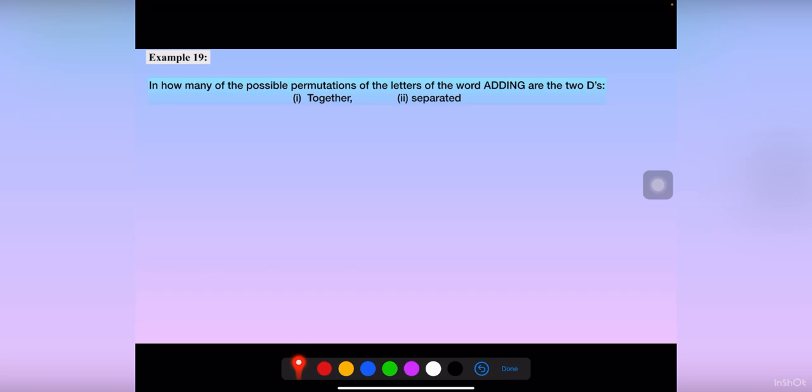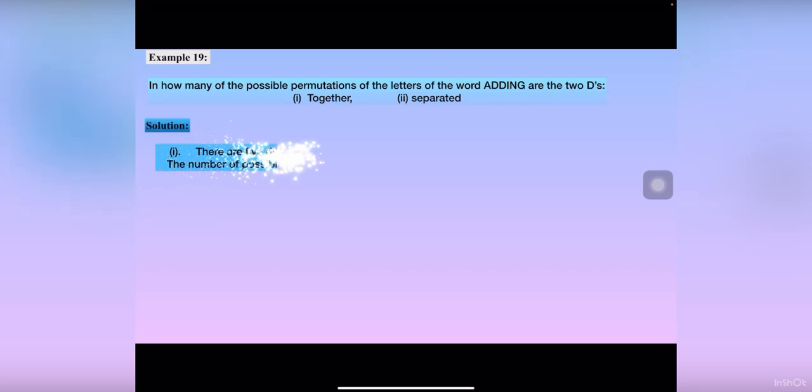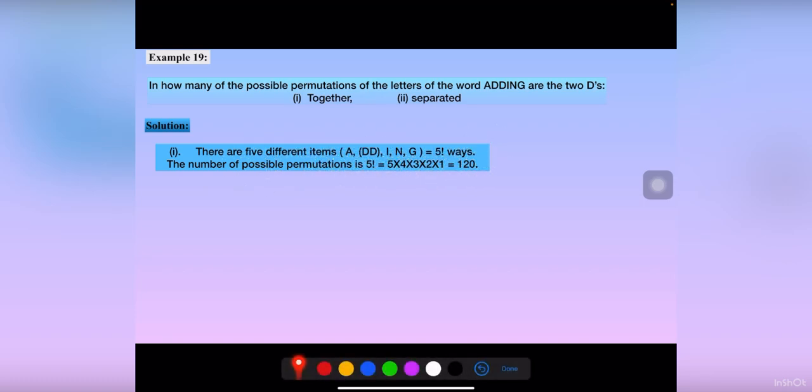Example 19. In how many possible permutations of the letters of the word ADDING are the 2 D's together? Secondly, are the 2 D's separated? Solution. There are 5 different items: A, D D, which are identical objects together, I, N, and G. So we have 1, 2, 3, 4, 5. So we have 5 factorial ways. So the number of possible permutations is 5 factorial, so we have 120.